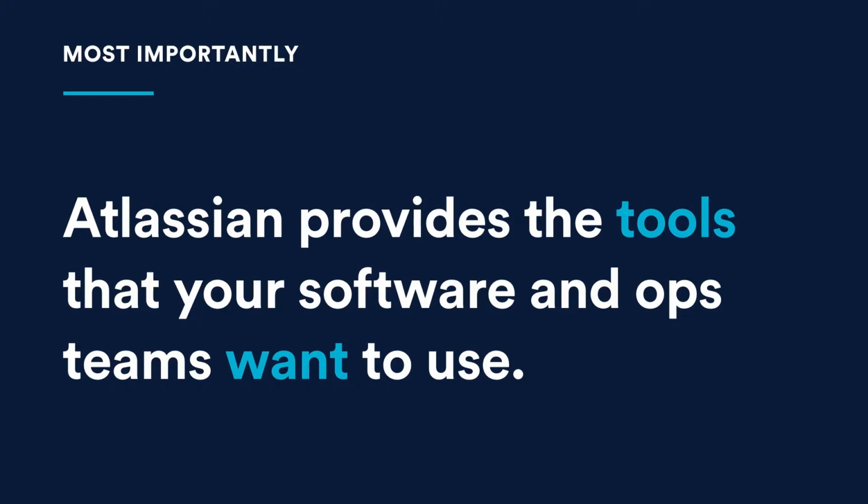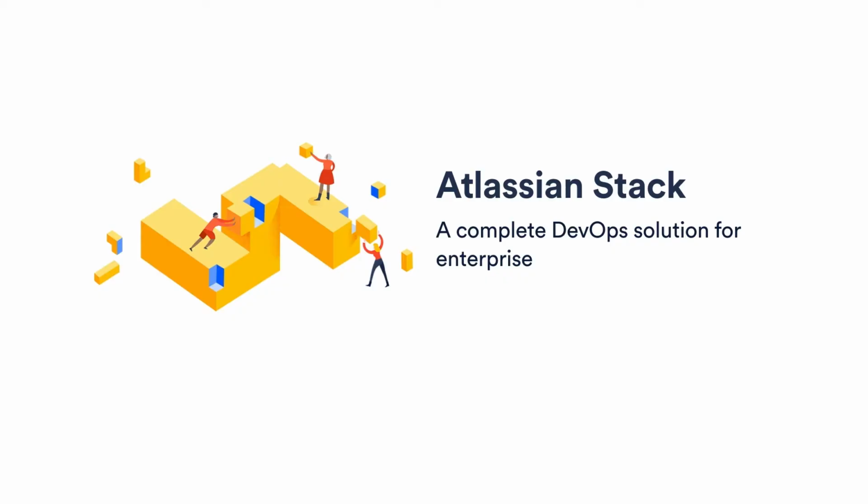And for those of you wondering, how do you get started with the right tools for DevOps? We have the answer. Introducing the Atlassian Stack, a complete DevOps solution for enterprise that has everything your dev and ops teams need on one platform. With the Stack, you can standardize on a platform that your teams know and love, a platform that makes your teams happy and is easy to adopt, internally and from a purchasing perspective.